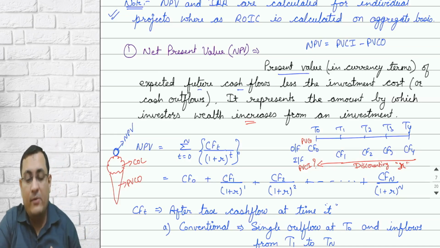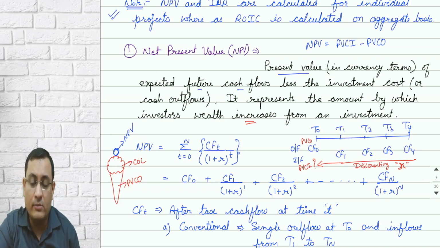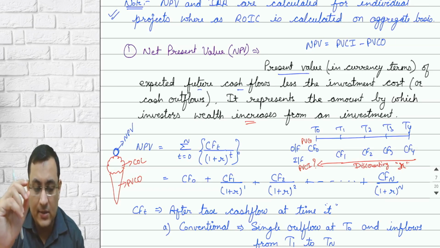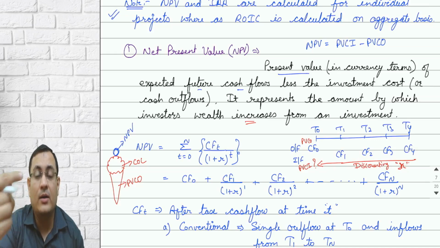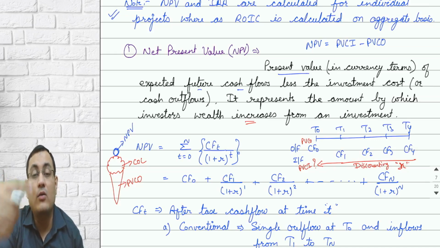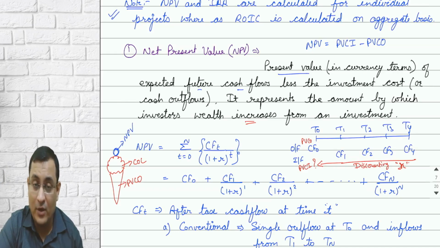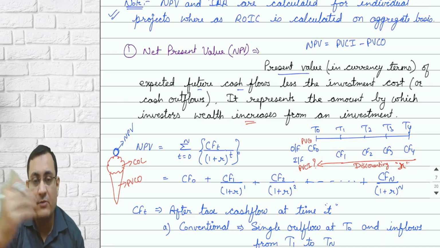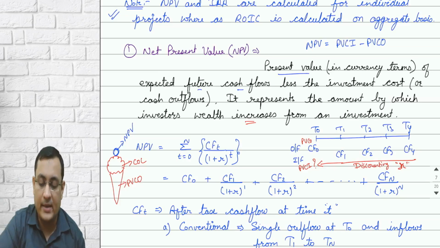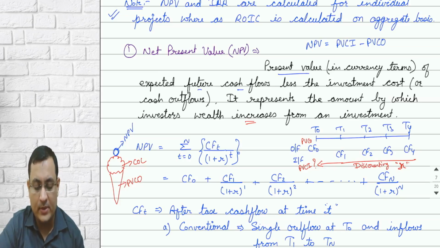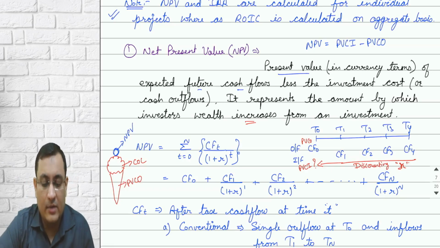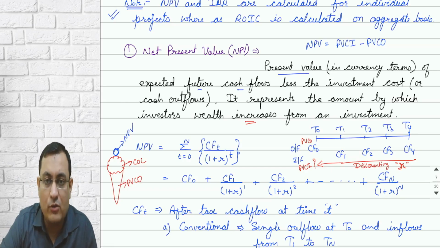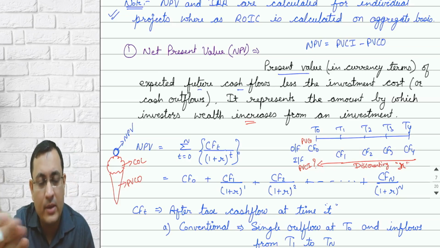What is NPV? NPV is the present value in currency terms, absolute terms, of expected future cash flows less the investment cost. It represents the amount by which, because this blue cherry represents the extra return the investor is going to get over and above what he was asking for his investment. So it is going to increase the wealth of the investor more than what he was expecting from an investment. What is the formula for NPV? The formula of NPV is, of course, what you have to do, since CF0 is already a negative number, it's an outflow.